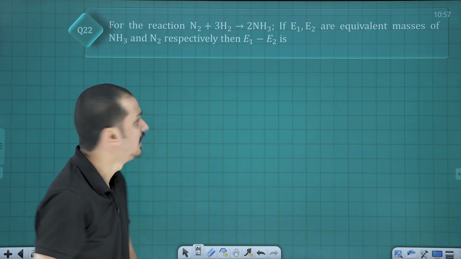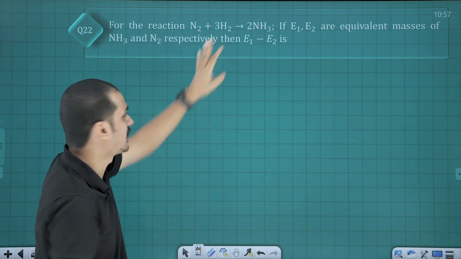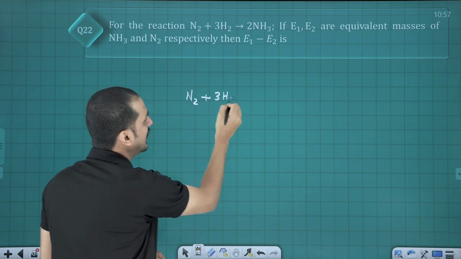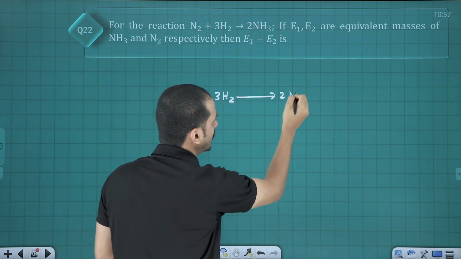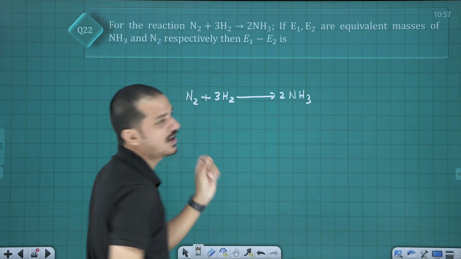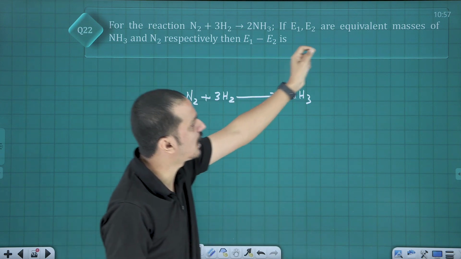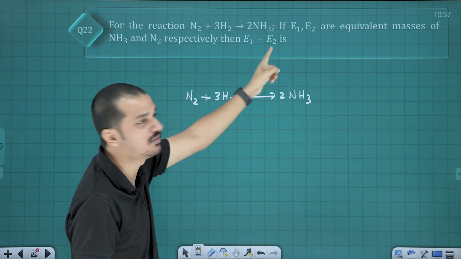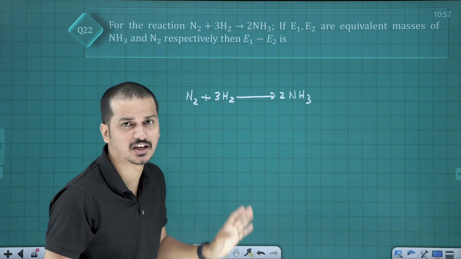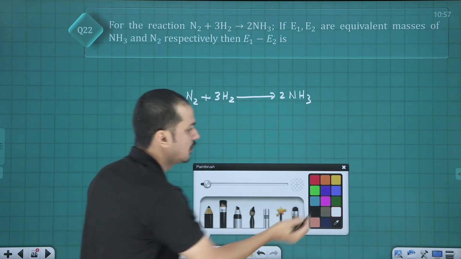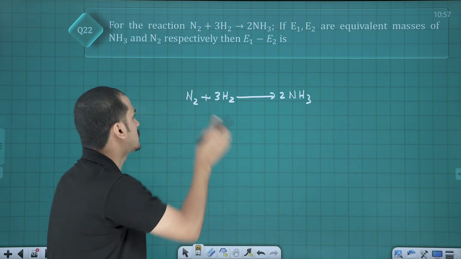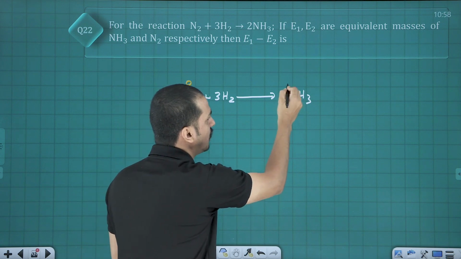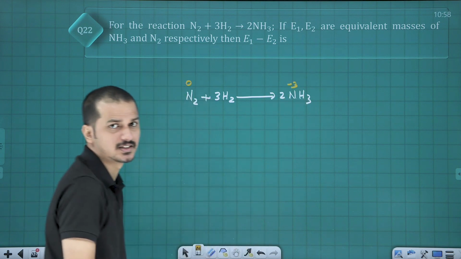What's the question here? They given one reaction, N2 plus 3H2 gives 2NH3. Now they are asking, if E1, E2 are equivalent masses of NH3 and N2 respectively, then E1 minus E2. So first we can find out the equivalent mass of ammonia. How will I calculate? First of all, I want to calculate the oxidation state of nitrogen. How much is it? 0. And here nitrogen, how much is it? -3. -3, that I know.